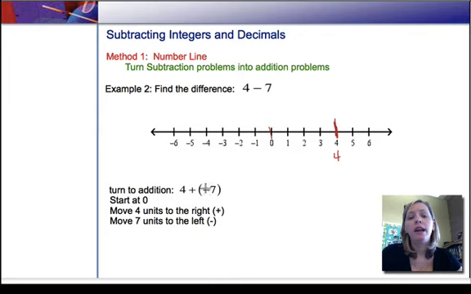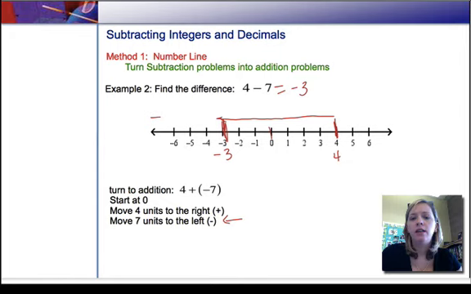Now since I'm adding negative 7, I'm going to move 7 units in the negative direction. So from 4, I'm going to move 1, 2, 3, 4, 5, 6, 7 units to the left. And that puts me right here at negative 3. So that means the difference between 4 and 7, or 4 minus 7, is negative 3.